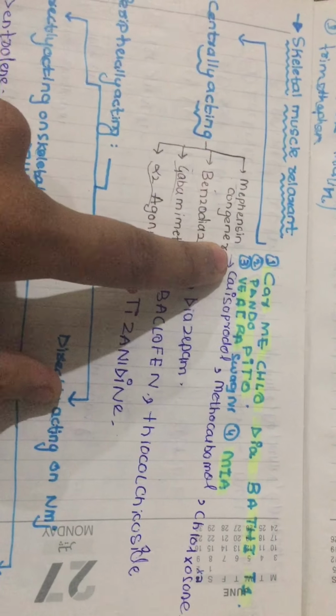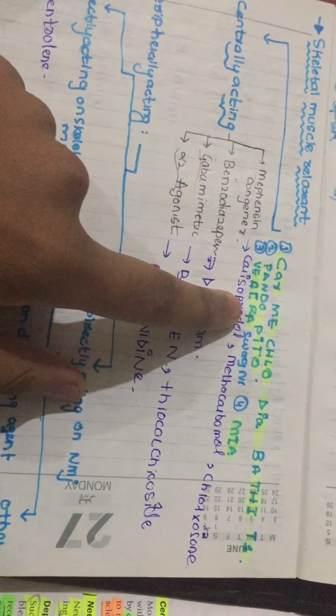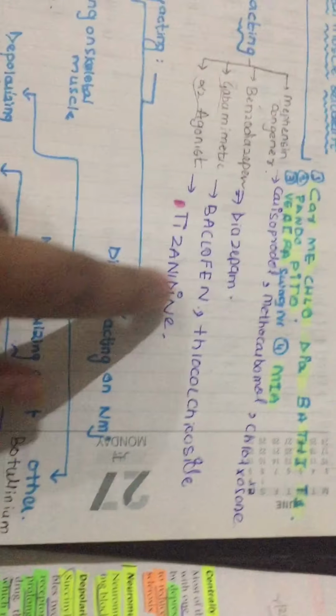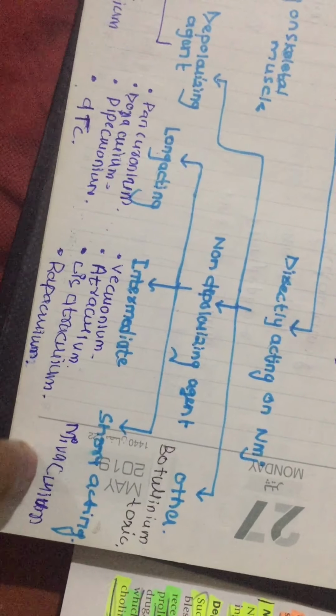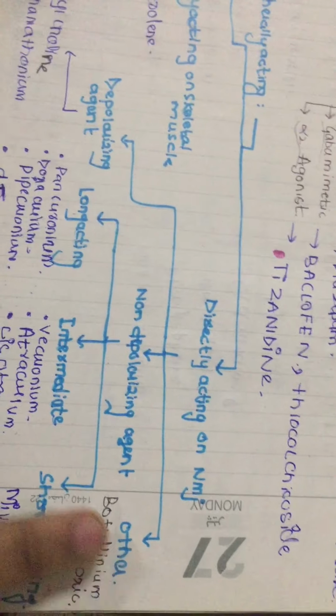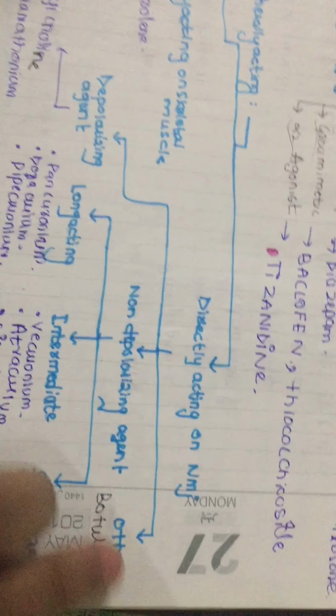And for intermediate-acting, you need to remember Vacra. V is vecuronium, A is atracurium, C is cisatracurium, and R is rocuronium. And short-acting is Mia. So the short-acting drug is mivacurium. Okay, and in others, there is botulinum toxin.